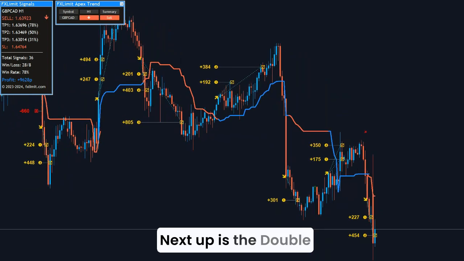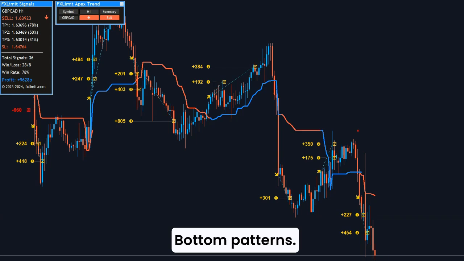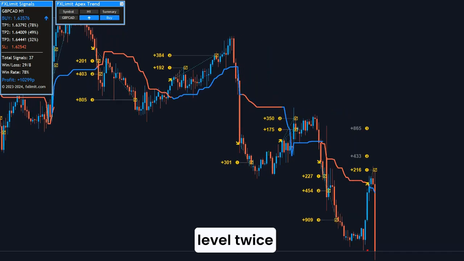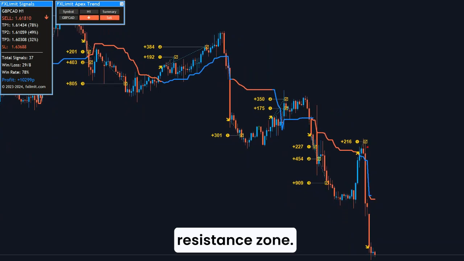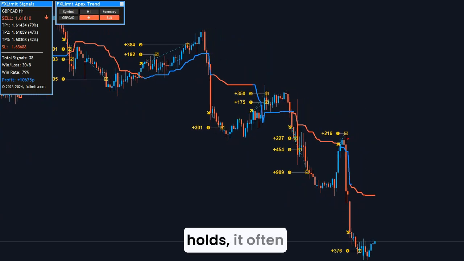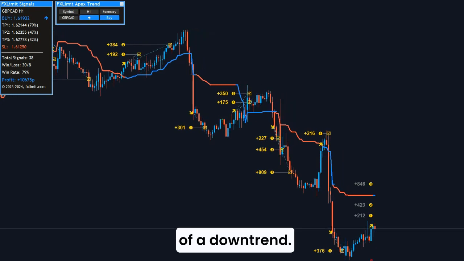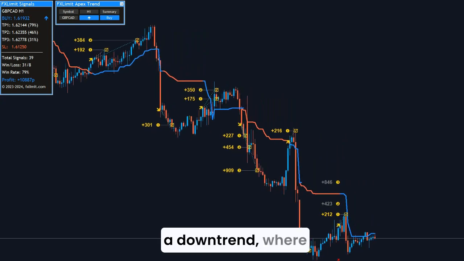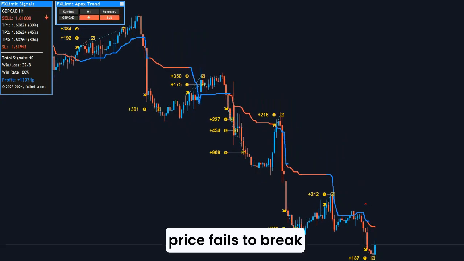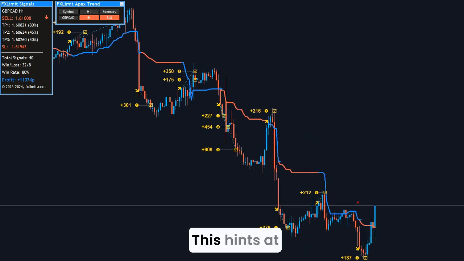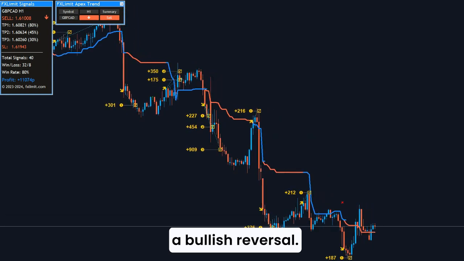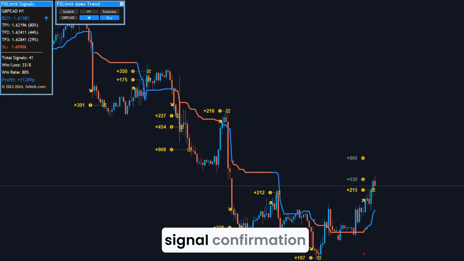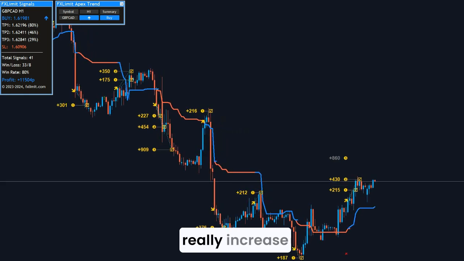Next up is the double top and double bottom patterns. Double top means the price failed to break a certain level twice. That's a strong resistance zone. When that level holds, it often signals the start of a downtrend. On the flip side, a double bottom happens after a downtrend, where price fails to break a support zone twice. This hints at a bullish reversal. These are great because they're easy to spot, and when paired with signal confirmation tools, you can really increase your accuracy.